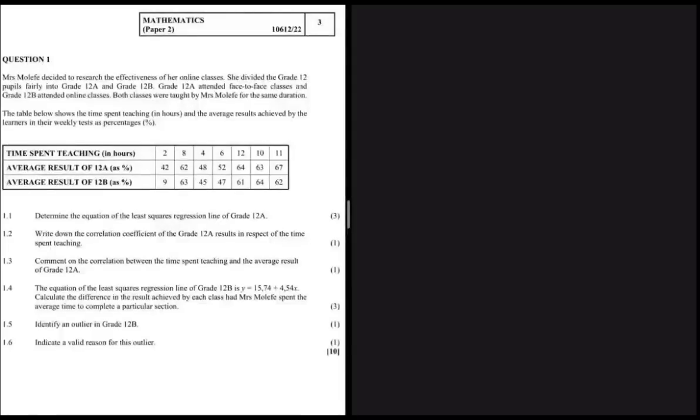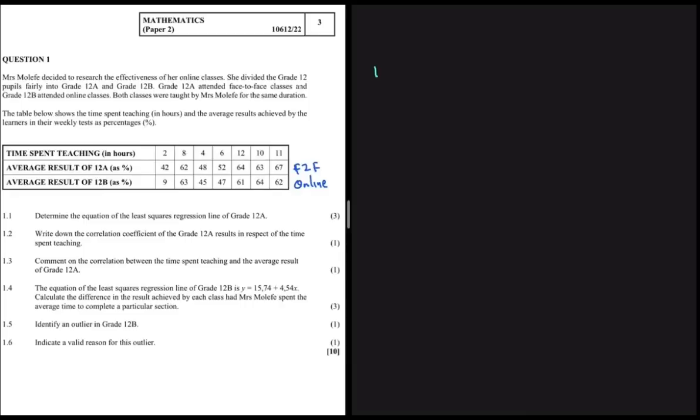So let me just brief you in on what's happening here. We have a teacher with two classes, 12A and 12B. In 12A, they're having face-to-face classes, and in 12B, they're having online classes. This table gives us the time spent teaching the two classes, here we have the average weekly results of 12A, and here the average weekly results for 12B. So that is the data we're dealing with here.